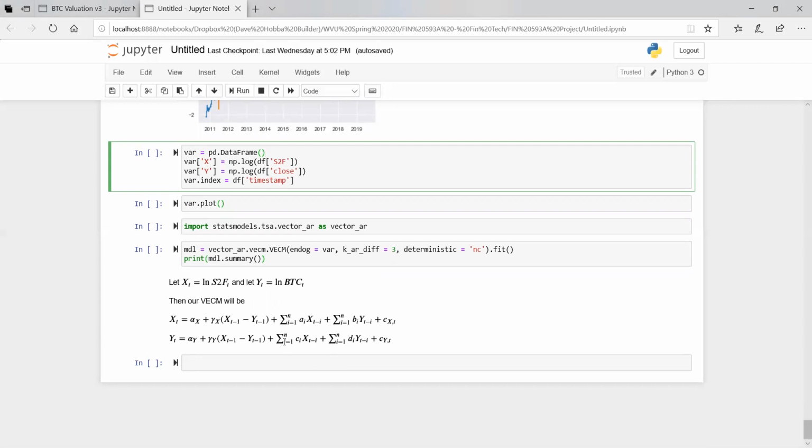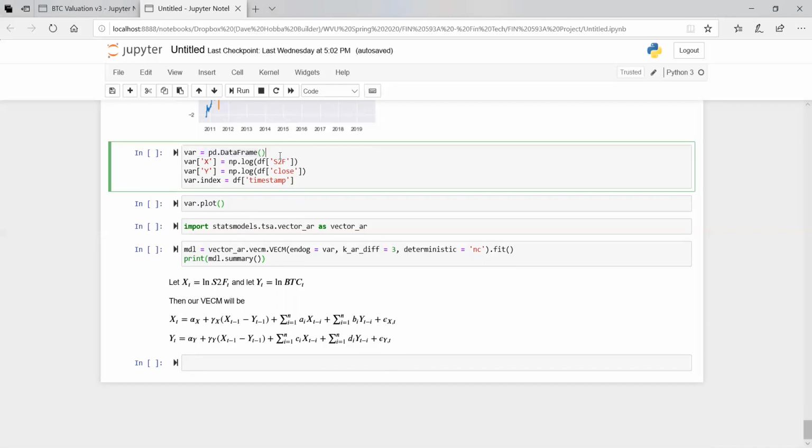And then we have a similar equation for the other variable. The coefficients for these are different. For the log stock to flow ratio, all of the coefficients that we're estimating are different than the coefficients that we estimate for the log Bitcoin price. So anyway, to do this, we're going to create a blank data frame. So var equals pd.DataFrame. So it's just a blank data frame.